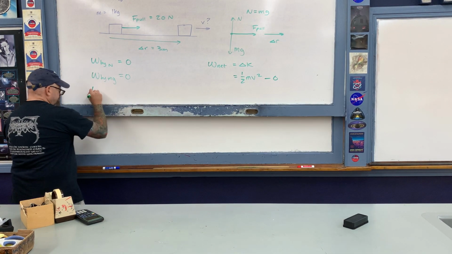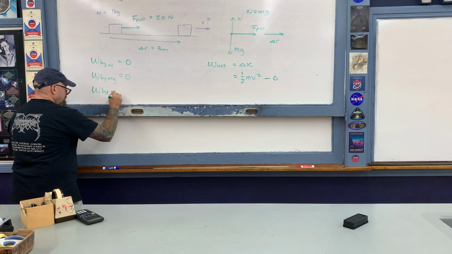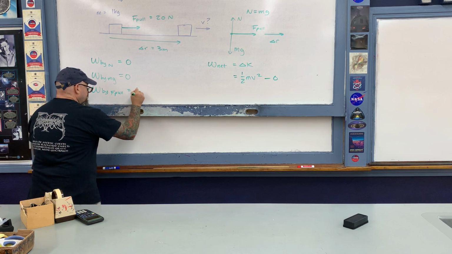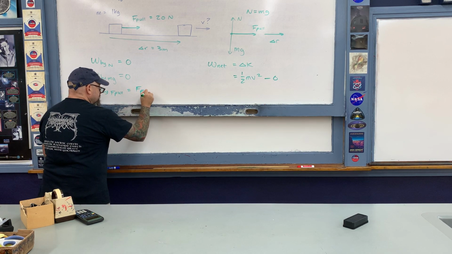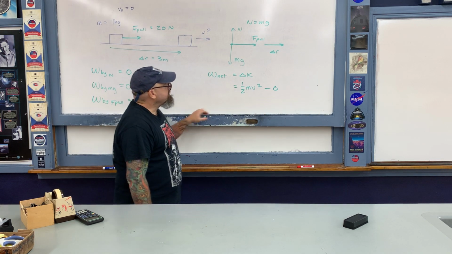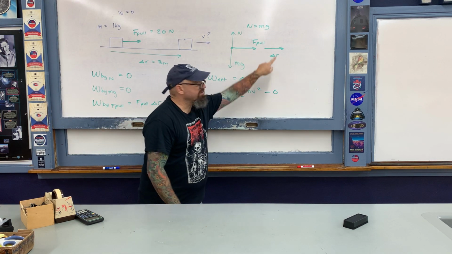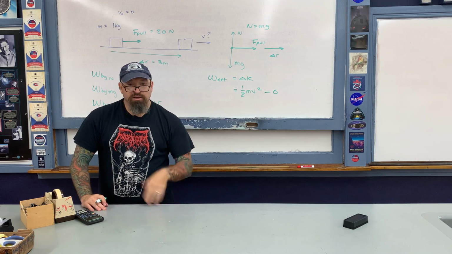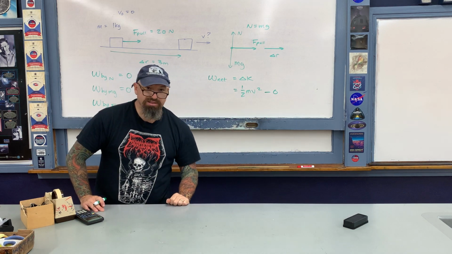Okay, I'll do that right here. The work done by F pull is equal to force times distance. It's equal to F pull multiplied by delta r. The reason for that is because the force vector here is in the same direction as the displacement vector. Therefore, force times distance is a positive value.